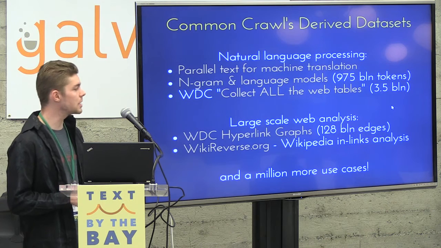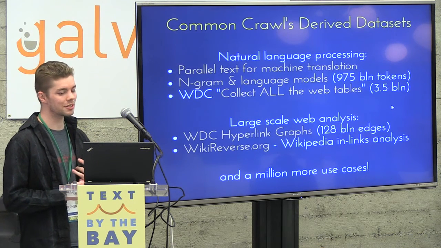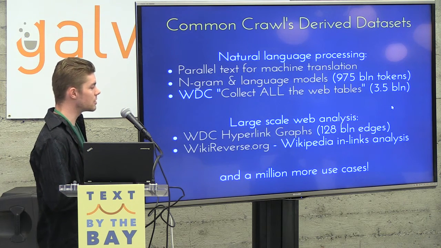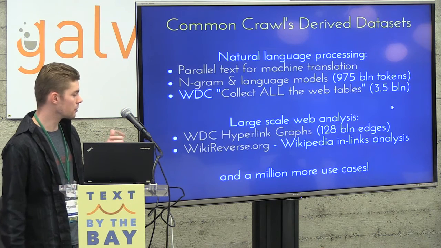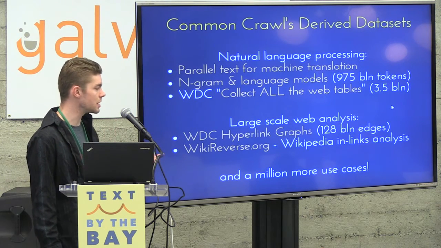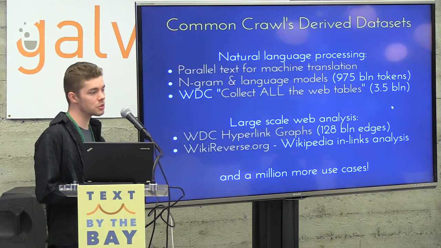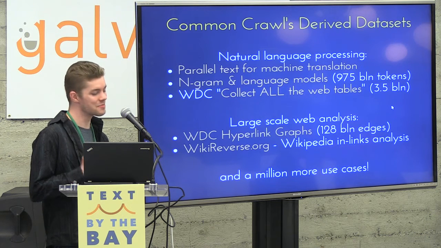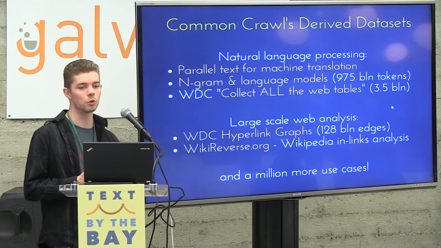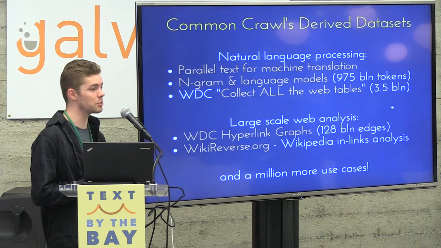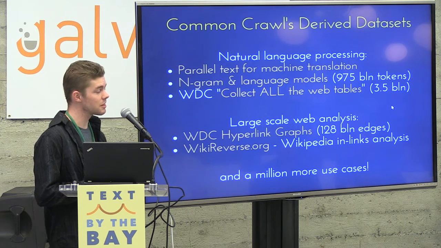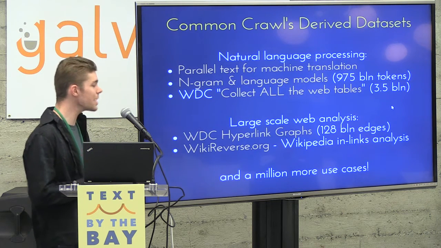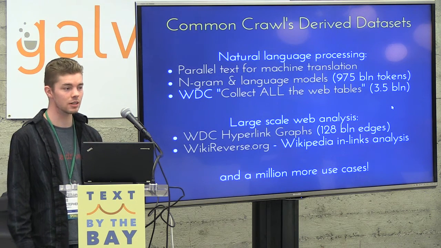The WDC web tables collection, which I highly recommend you grab just because gazetteers are so useful. And then some of the other ones which aren't so specific to NLP: WikiReverse, which we've already covered, and also the WDC hyperlink graph. If you are interested in performing analysis over 128 billion edges, go ahead. There are some interesting papers; check the Common Crawl blog. You can actually process that data set on your laptop. Admittedly, I think it takes 13 hours, but if you can do it on your laptop, that's really quite an impressive feat. And on top of that, there are a million use cases waiting to be discovered.